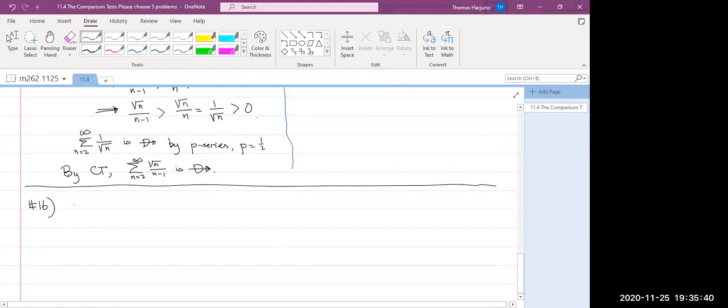Number 16 is the series from 1 to infinity of 1 over cube root of 3n to the 4th plus 1, convergent or divergent? Solution. Notice that 1 over cube root of 3n to the 4th plus 1 must be less than or equal to 1 over cube root of 3n to the 4th. And at the same time, it must be positive.